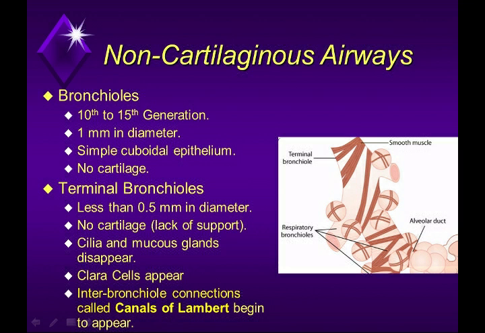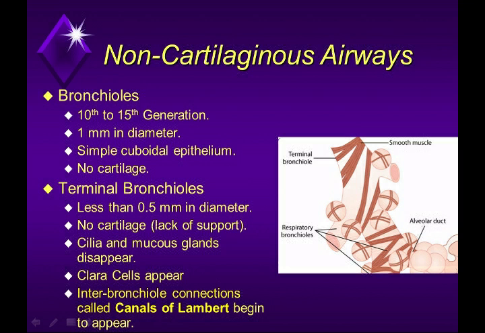It starts to get important when we start talking about airway collapse. If there's nothing there to hold the airway open, it's more prone to collapse. Okay? So the bronchioles continue, and then we get to the final conduction component, which is called the terminal bronchiole. These are about 0.5 millimeter in size. Again, no cartilage, losing the cilia, losing the pseudostratified columnar epithelium.